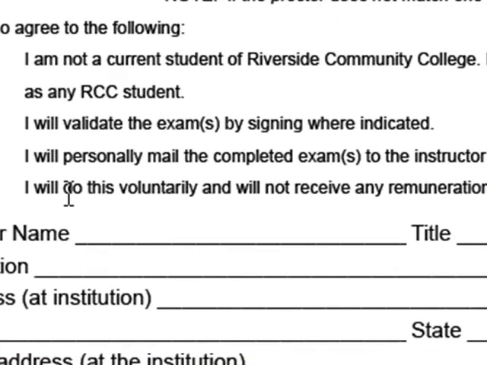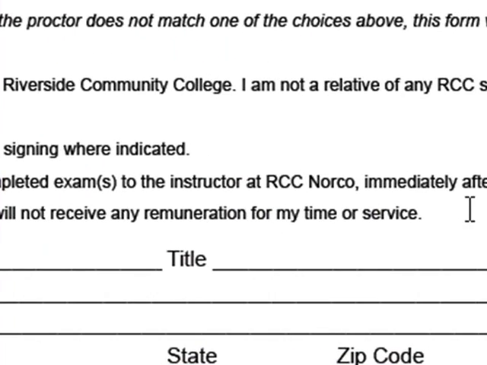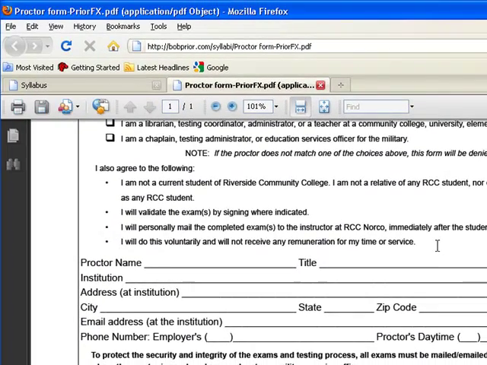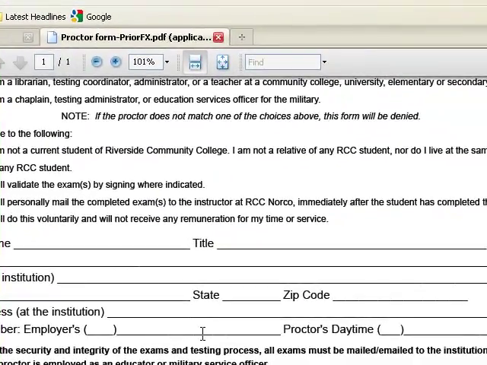And the proctor will personally mail the completed exam to the instructor immediately after the student has taken the exam. And the proctor agrees that they will do this voluntarily and will not receive any remuneration for time or services. This means we don't pay them, you don't pay them to do this service. This is something that they volunteer to do. And of course we have the proctor's name and title, institution, whether it's school or military, and their address. Down here, email address. I need to get in touch with this person, the one who agrees to be the proctor, so that I can verify that information. So I need to know the employer's phone number as well and the proctor's phone number so I can be in touch with them as needed.